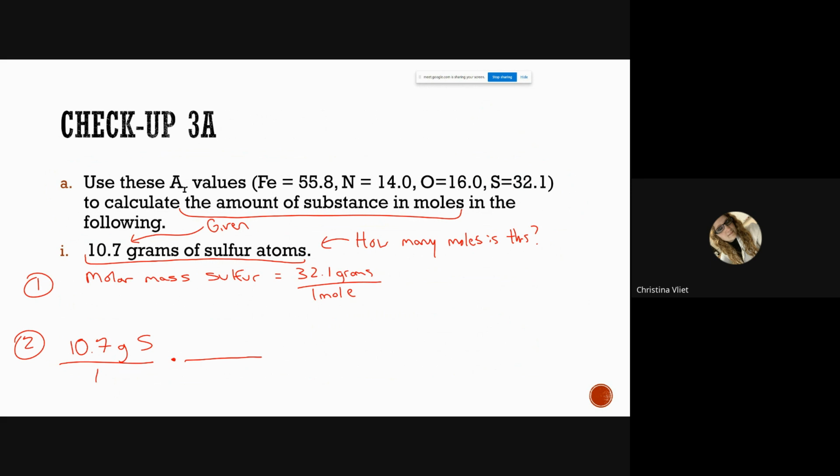You start with grams on the top, so the unit on the bottom has to be grams. It has to match, because you have to cancel out grams. You have to get rid of grams to get the moles. So we would divide by 32.1 on the bottom, and we would put 1 mole at the top. And so this gives us the math we have to do: 10.7 multiplied by 1 divided by 32.1, or just 10.7 divided by 32.1, which is?